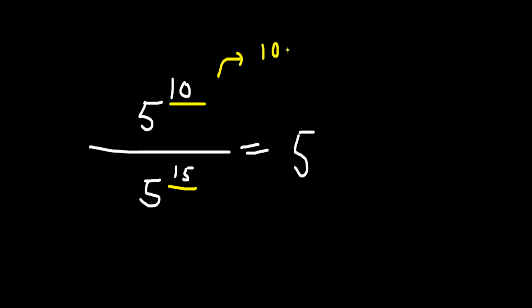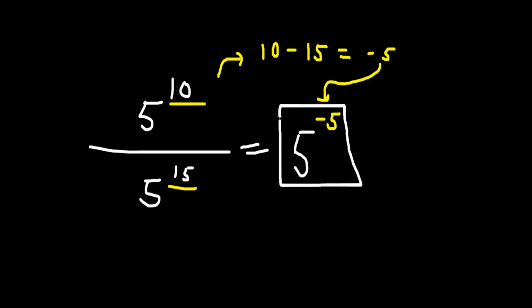Negative powers do serve a purpose. They are important. We're not going to go too heavy on them right now. Just know that that's a thing. So 10 minus 15, that would be negative 5. So we have 5 to the power of negative 5. That would be our answer. And that's how you multiply and divide exponents.